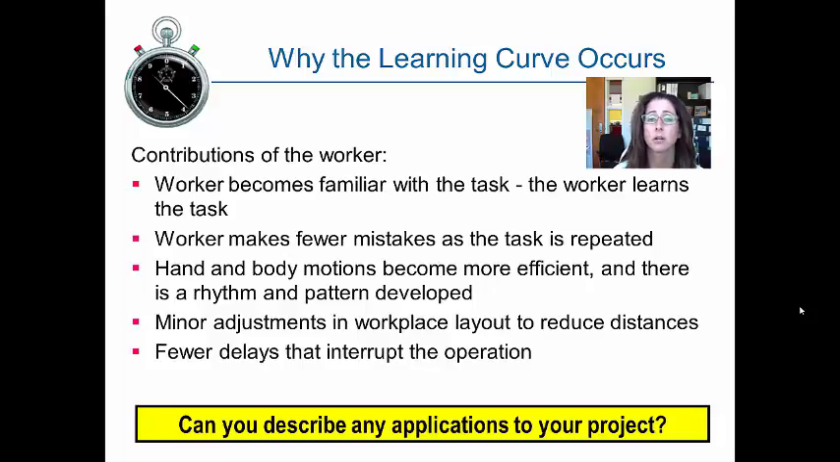Or is the learning curve just not relevant at all to your project, to a particular worker or not, and why would that be the case? So be thinking about that and be able to answer that question as well. So those are the contributions of the worker.